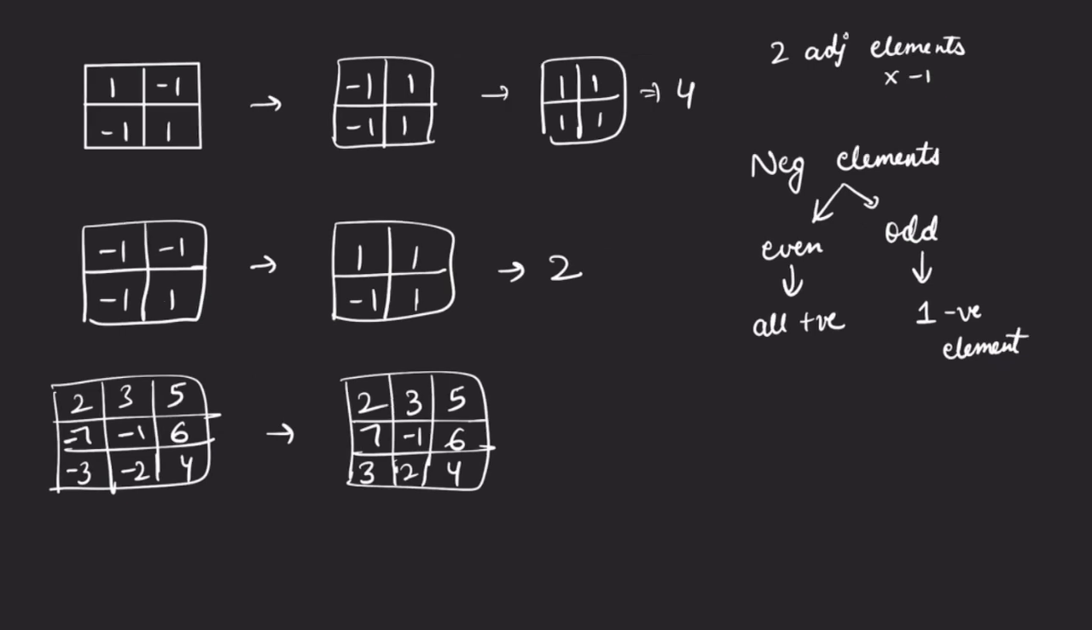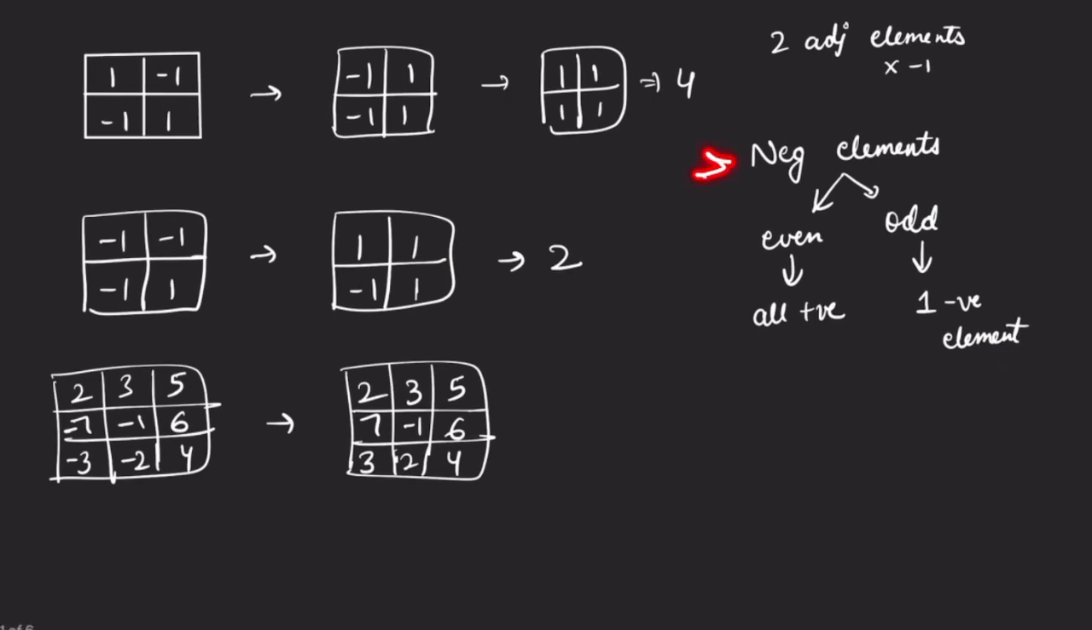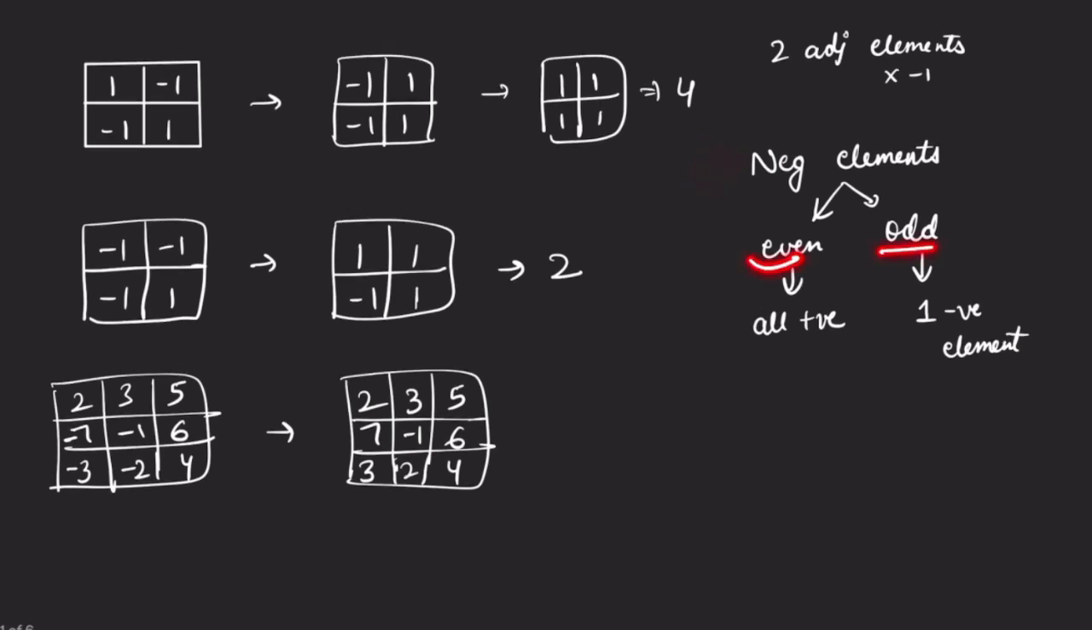So can't we just count the number of negative elements and check whether it is even or odd? If it is even, then we can convert all negative elements to positive elements. In that case, the sum of the matrix will be equal to the sum of all the absolute values in the matrix, meaning 1 plus absolute of minus 1 plus absolute of minus 1 plus 1.